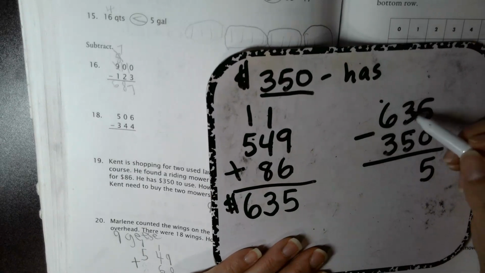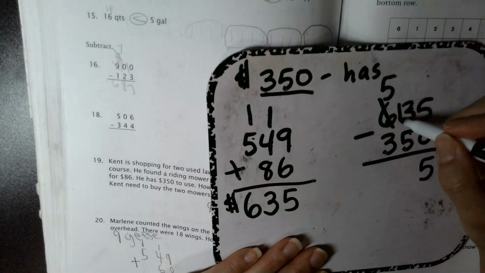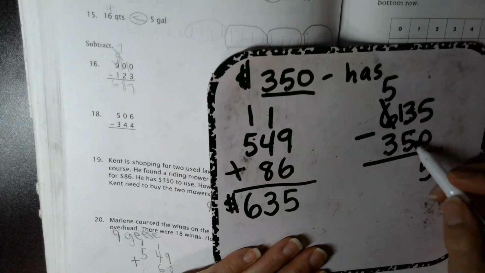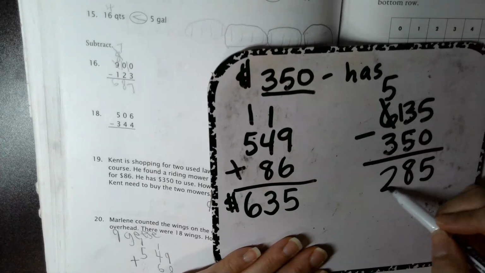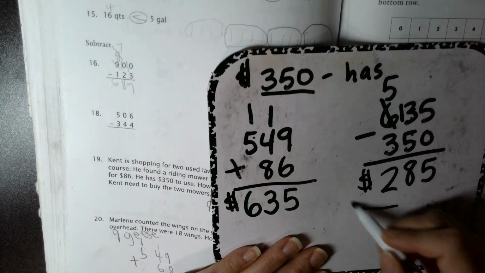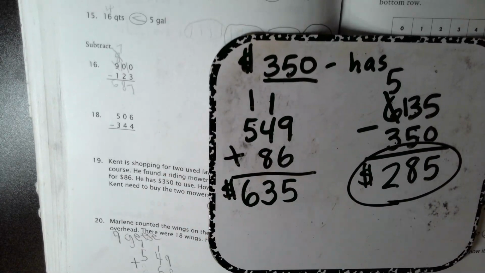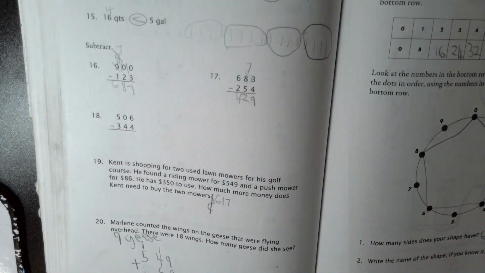3 minus 5, we can't do that, so we're going to go ahead and take 1 away from here. That becomes a 5. We bring down that one that we took away. That becomes a 13, and 13 minus 5 is 8. And then we come back here, 5 minus 3 is 2. So he still needs $285 so that he can get both of those lawnmowers, okay? And that's all for chapter 20.